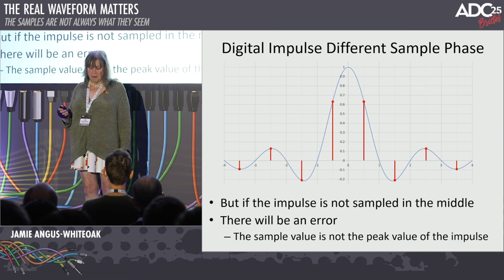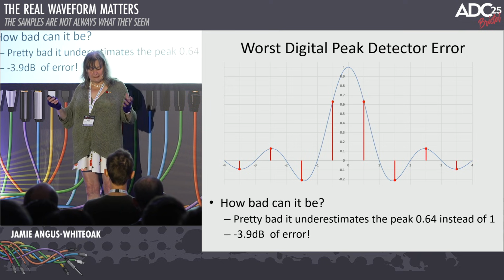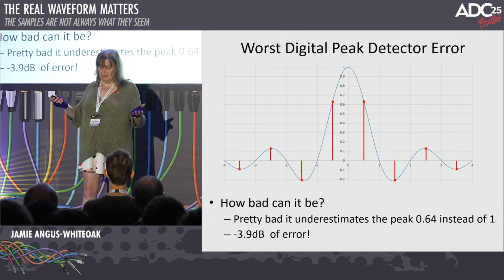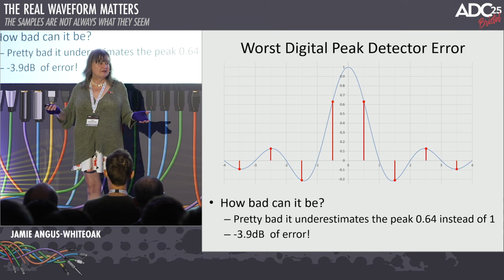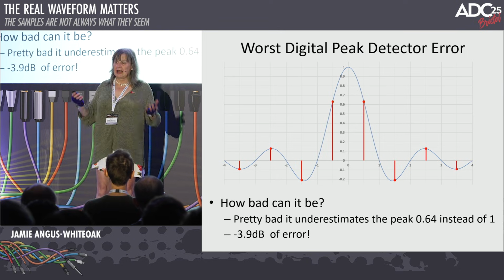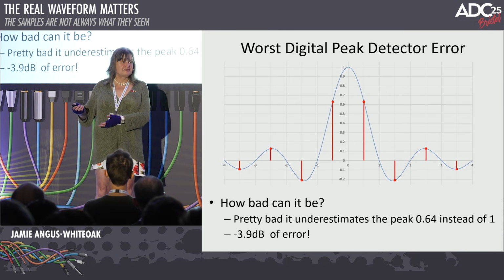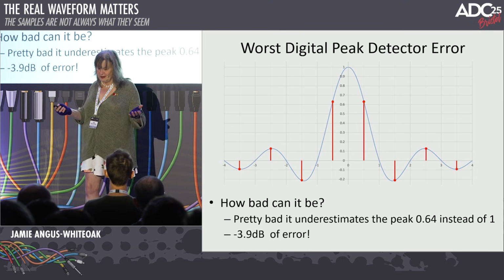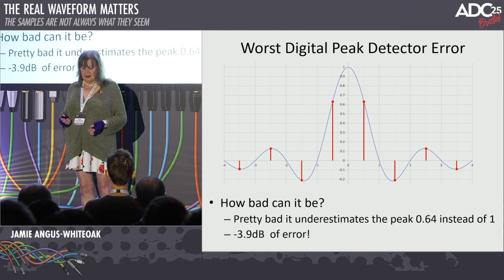And what is it like? Well, actually, it can be pretty bad. It misestimates the peak by 3.9 dB. So it reads 3.9 dB low. Again, if that's going into a compressor, that's going to be a problem, right? We're going to misset the compressor. So that's pretty bad.